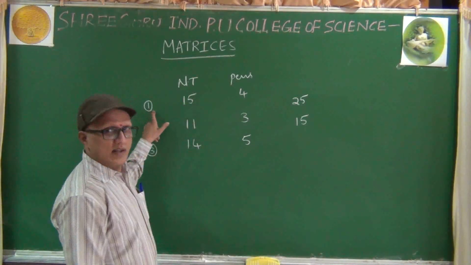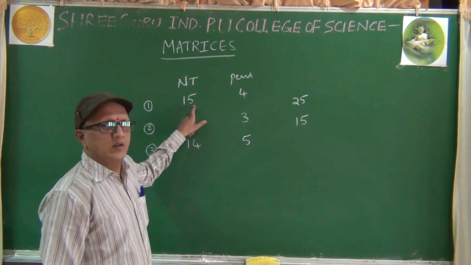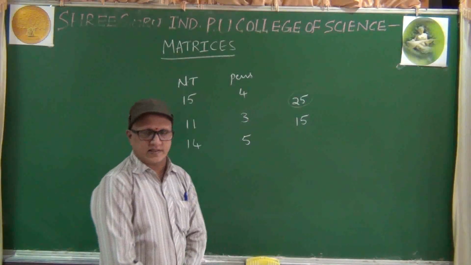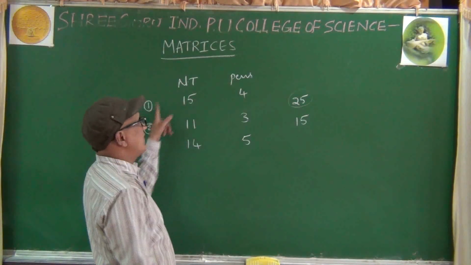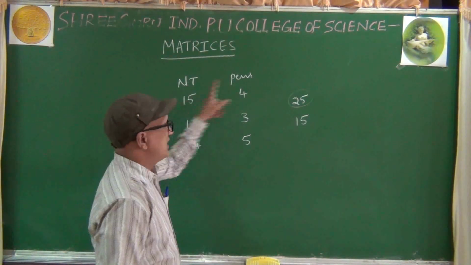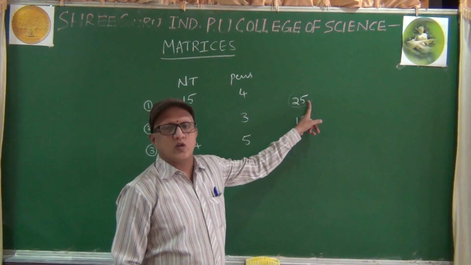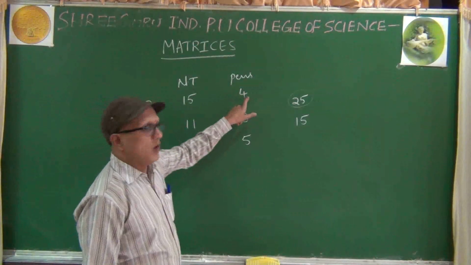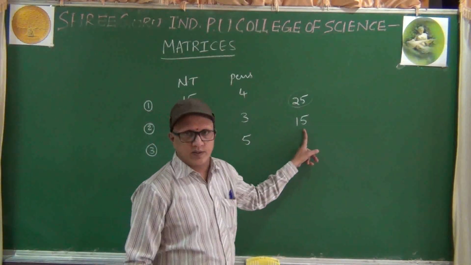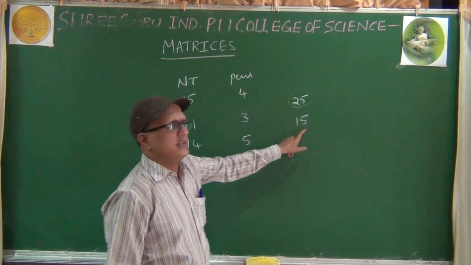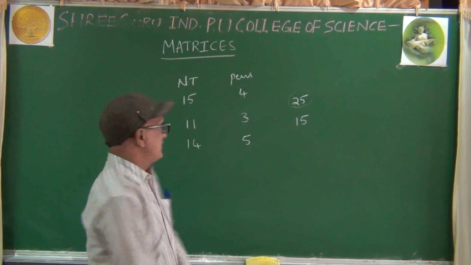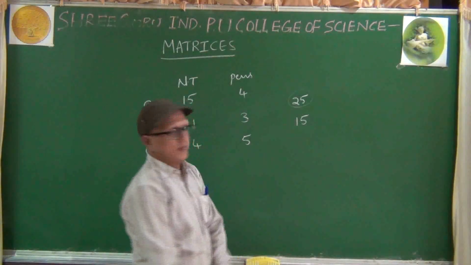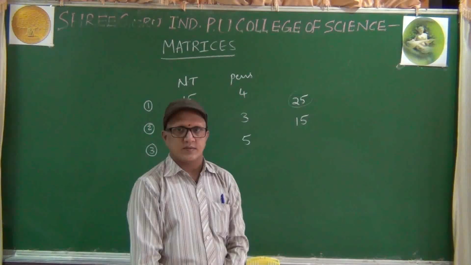Roll number 1 bought 15 notebooks, and each notebook costs 25 rupees. He also bought 4 pens, and each pen costs 15 rupees. This is 25 rupees, this is 15 rupees. Total amount means 15 into 25 plus 4 into 15. That gives the total amount.